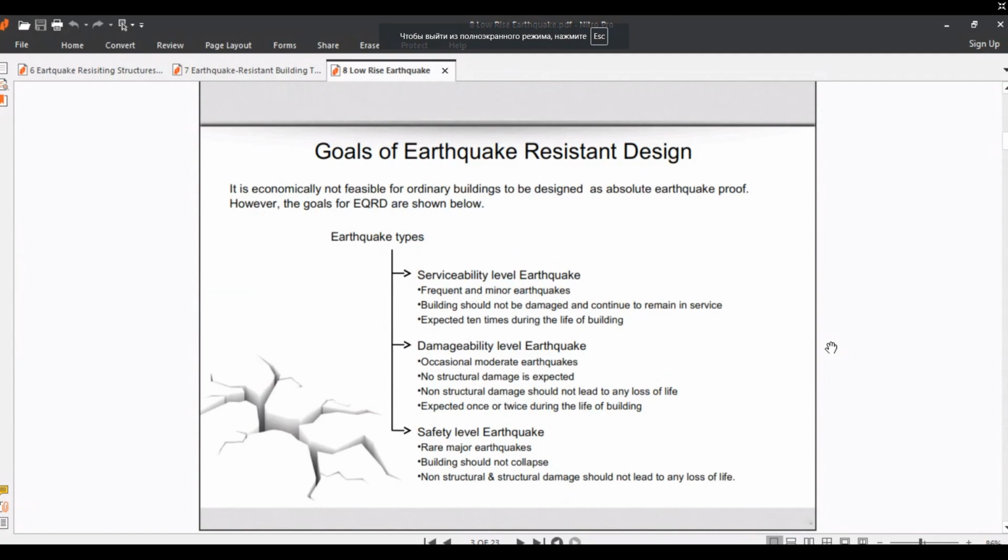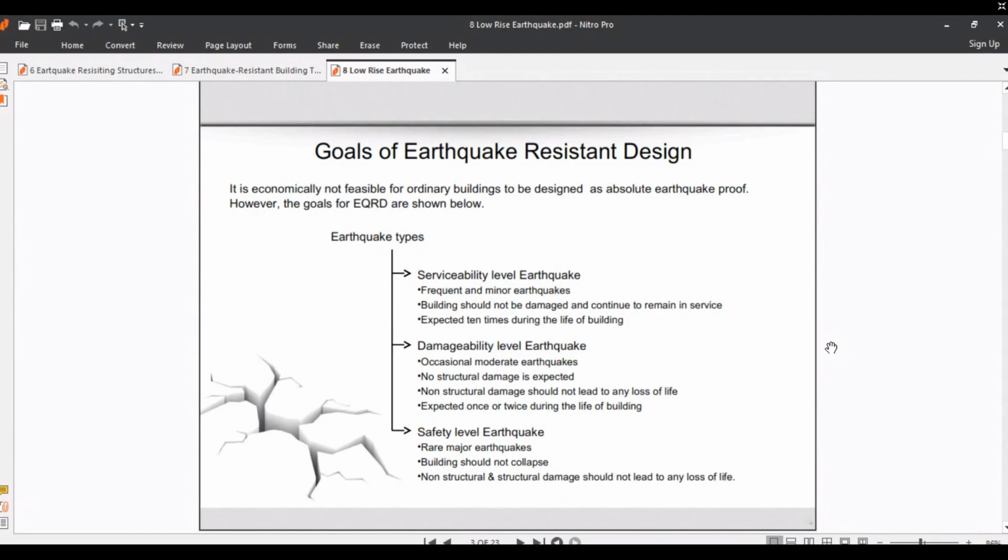Another level of earthquake design is the damageability level earthquake. At this level, we have an occasional moderate earthquake, and no structural damage is expected. Non-structural damage should not lead to any loss of life. And at this level, it is expected once or twice during the life of the building.